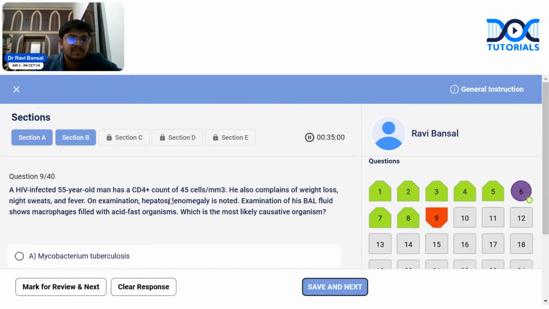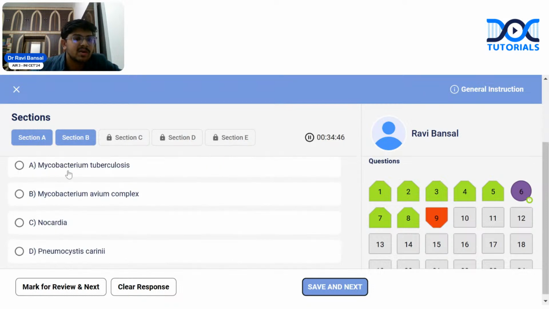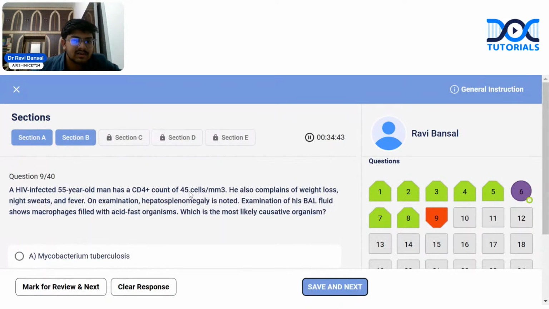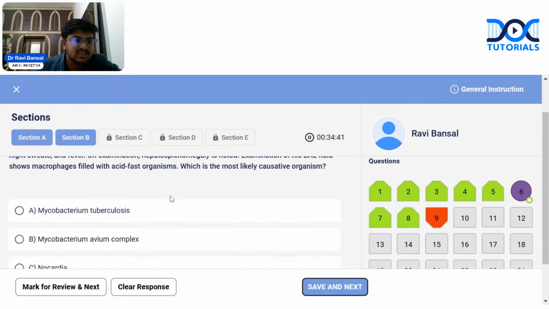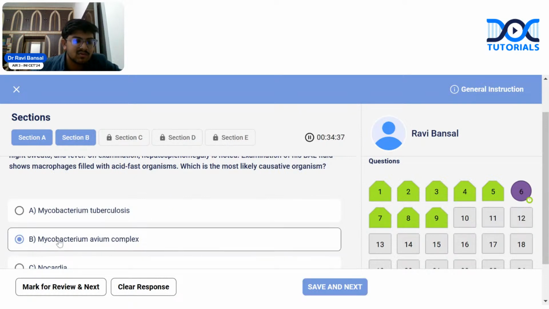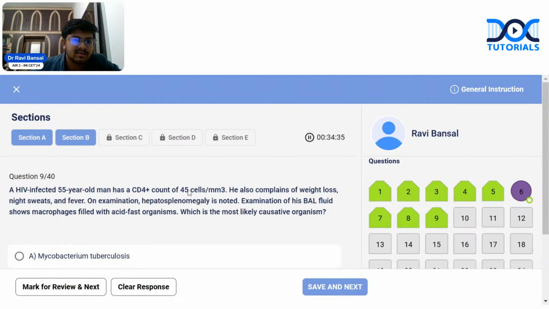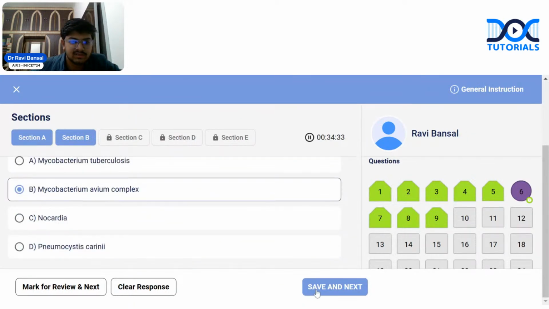So the important differentiator is the CD4 count. So CD4 count is below 50, and symptoms are like TB. So below 50 CD4 count and TB symptoms, and they have also given acid-fast organism. So I will go with MAC. So let's see the options. Mycobacterium tuberculosis symptoms are similar, but the count is 45. So you see TB at around less than 200. So Mycobacterium avium complex is the infection that occurs below 50. So I will go with that.